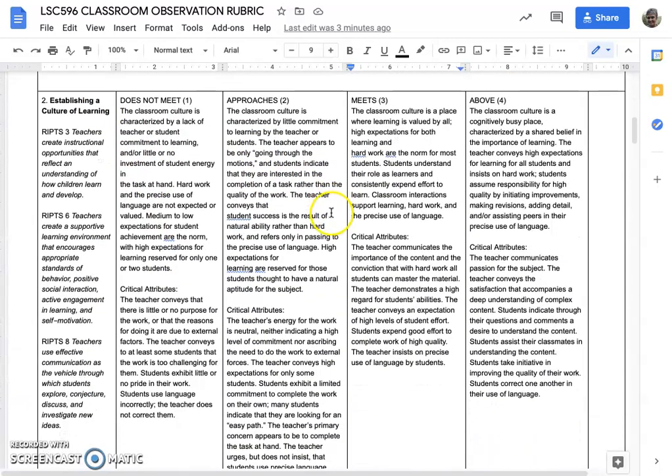Establishing a culture of learning. If you go to meets, the classroom culture is a place where learning is valued by all. High expectations for both learning and hard work are the norm for most students. One thing that you can do is encourage them to be learners. Like, I really want to hear what you have to say about this. I want you to tell me what you learned. A lot of times in school library, they're like, oh, this isn't graded. Don't worry, it doesn't count for anything. I mean, that's not establishing a culture of learning.